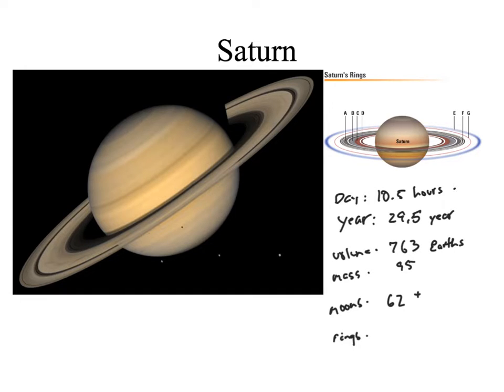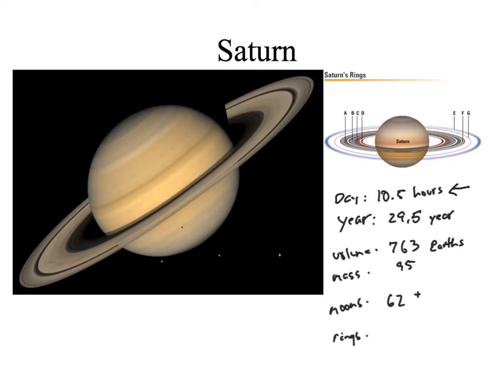On Saturn, a day lasts about 10.5 hours, and this is difficult to measure because there's not a lot of surface features in the atmosphere that we can see rotating. Its year is 29.5 years long because it does have a further way to travel, and it's getting bigger. The years will get larger as we travel out into the solar system. The volume is 763 Earths, but its mass is only 95 Earths.